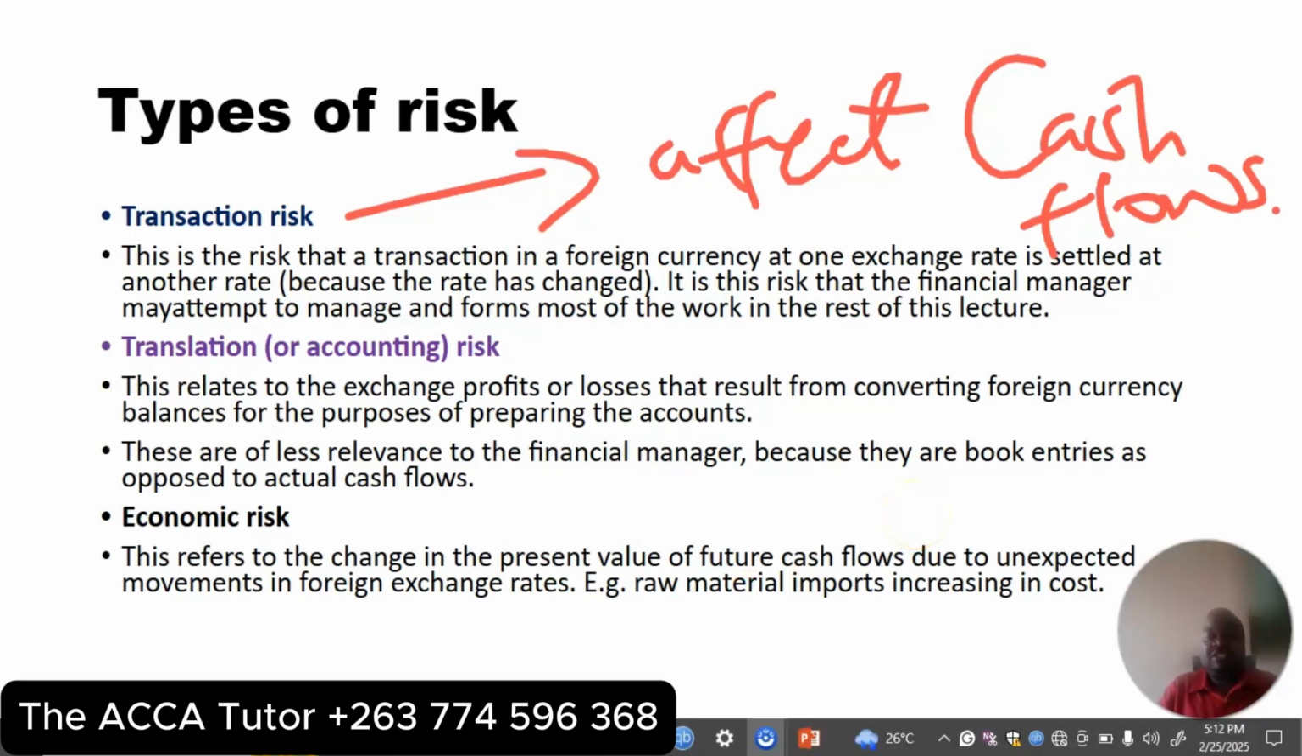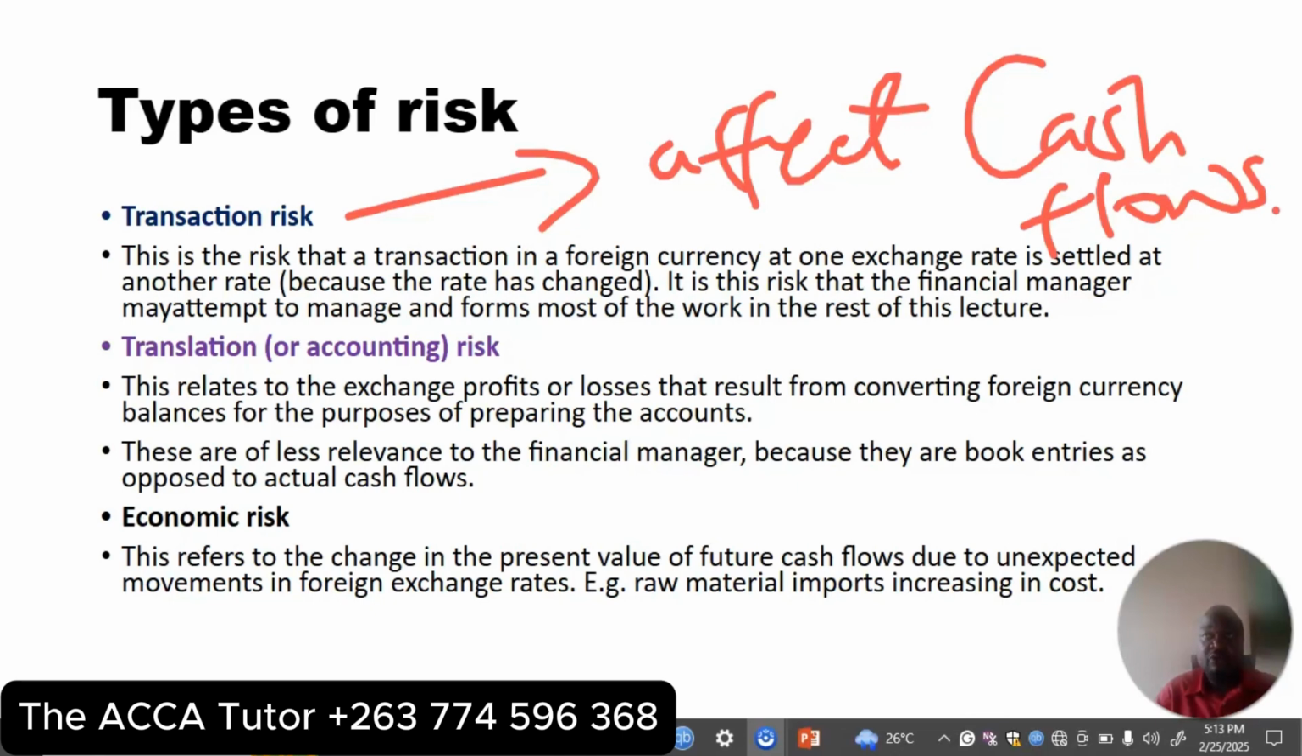So you will discover that translation or accounting risk, as I've already alluded to, is only a risk that bothers accountants in their preparation of financial statements. When they try to translate the financial operations of a foreign company or foreign subsidiary, there could be some exchange gains or losses from those translations.